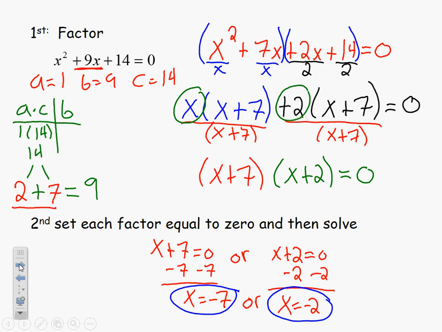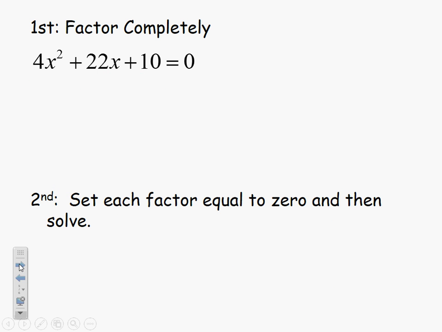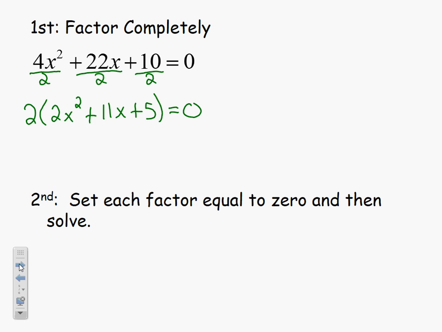Moving on to example number 2. Here we go. On example number 2, ladies and gentlemen, we're going to factor completely. If we look at this trinomial, before we start doing our AC method, we have to take out a greatest common factor. In this case, our greatest common factor is 2. So I'm going to take that out of everything. So I have 2 out in front. I'm left with 2x squared plus 11x plus 5 equals 0.